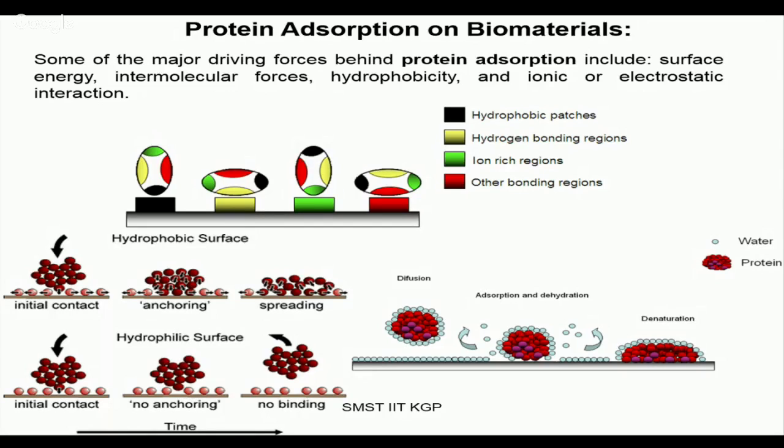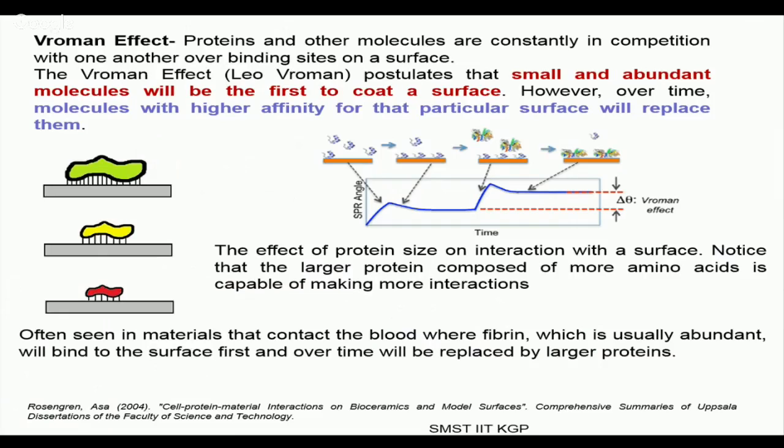So we need to have desired protein adsorption on the surface of the material, and of course we should not have too hydrophobic a surface, but we should have a surface which is favorable for specific protein adsorption, not non-specific protein adsorption. And for protein adsorption, there is an effect called the Vroman effect. That is also very, very important.